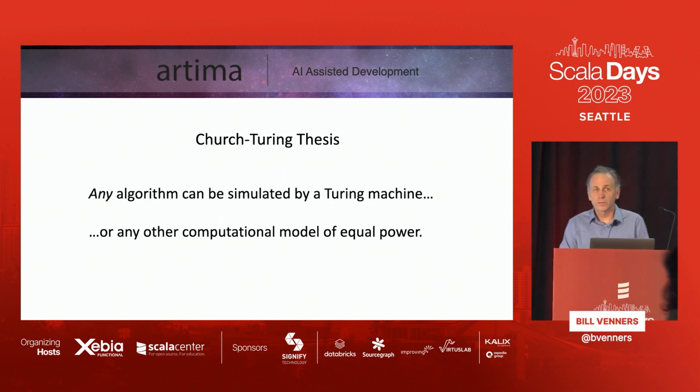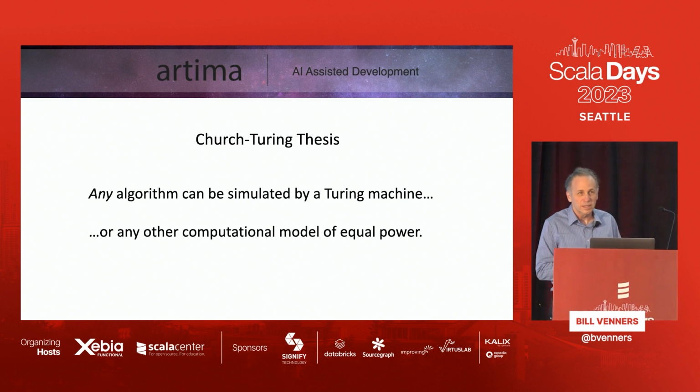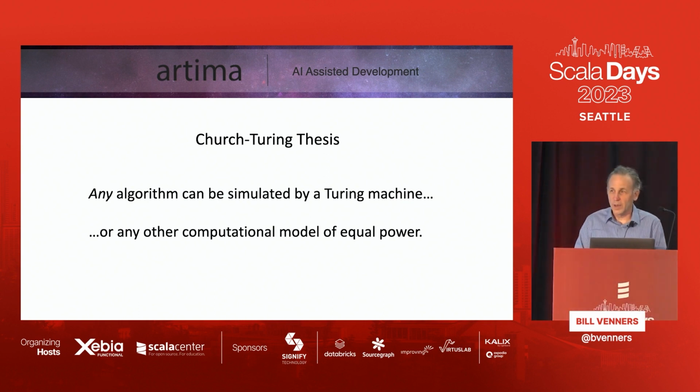And then I also want to start by talking about the Church-Turing thesis, which is a hypothesis. It's a guess, but one that's pretty widely accepted and believed. And what it says is that any algorithm can be simulated by a Turing machine. So a Turing machine is this concept that was created by Alan Turing about 100 years ago to formalize the notion of what an algorithm is.